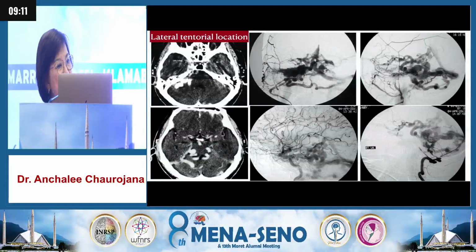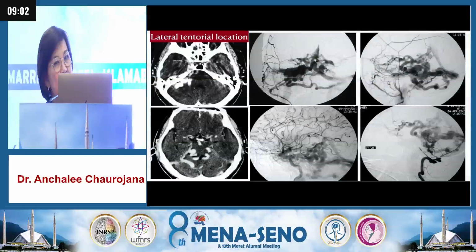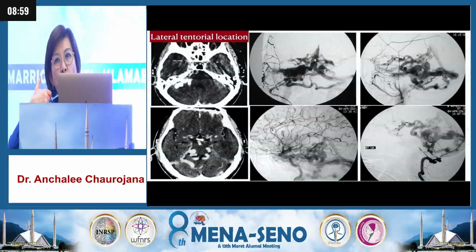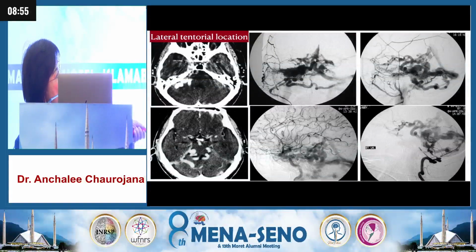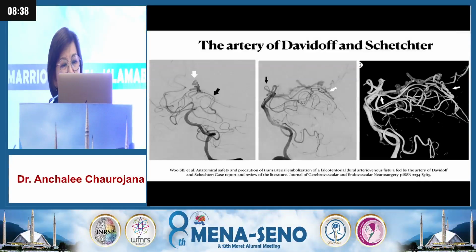This is an example of the lateral location of the shunt. You can see the shunt here in the lateral falcotentorial location, and all the veins show retrograde venous reflux with supratentorial drainage. And here in the middle location, the shunt may occur at the straight sinus or vein of Galen, and after that it has cortical reflux into the deep venous structures, as you can see.